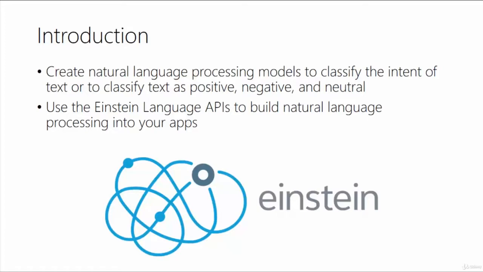So one of the reasons, of course, is to classify the intent of text or to classify text as positive, negative, and neutral. So when you try to classify text as these three elements, positive, negative, and neutral, you're actually working with sentiments, right? So this is the second aspect of Salesforce Einstein AI. The first one is the intent of the text, and then the second is the positive, negative, or neutral sentiments. So we use the Einstein language APIs to build the natural language processing into your apps.